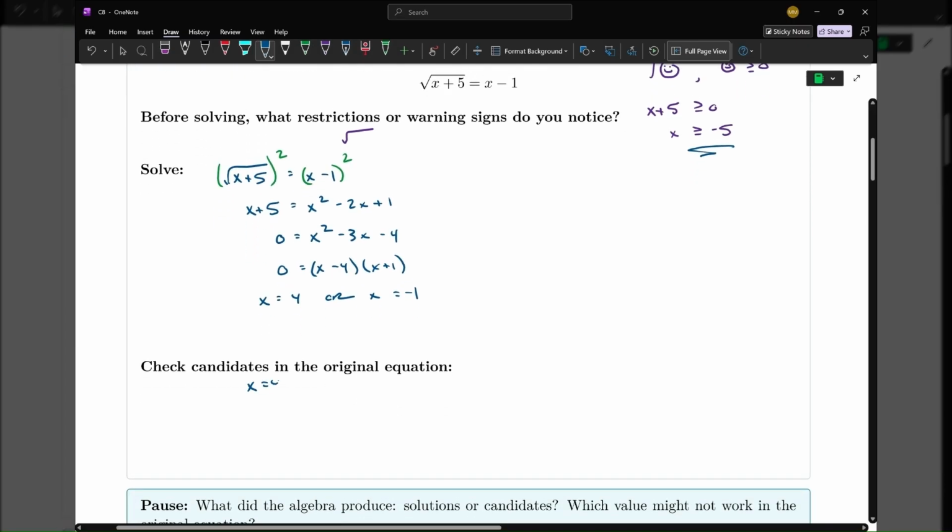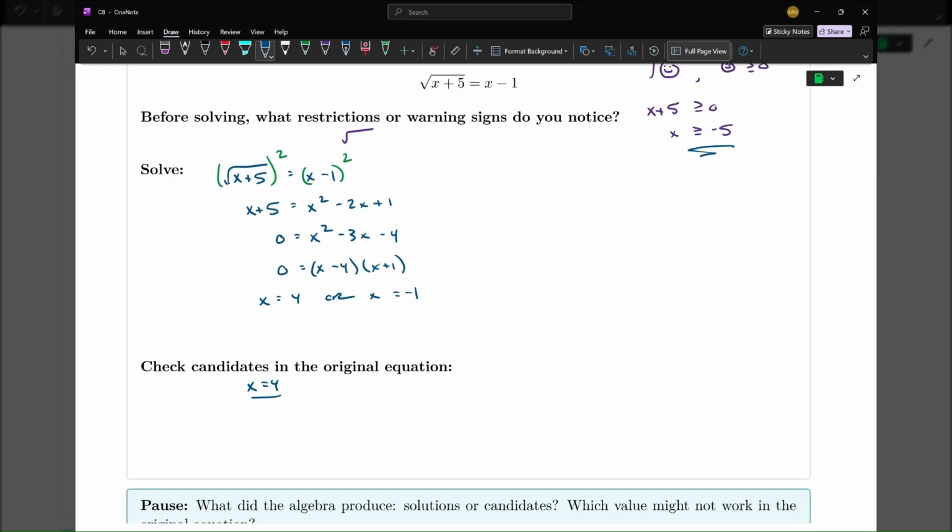So let's first check x equals 4. In the original equation, and again, this is what I mean: I'm checking in the original equation, not some pathway or middle step. So if I check x equals 4, I get the square root of 4 plus 5 is maybe equal to 4 minus 1. So the square root of 9 is maybe equal to 3, and 3 is 3. Notice that the root is positive because I didn't put a negative in front, so it's implied to be the positive principal root. 3 equals 3, yes. So 4 is good. We're happy with x equals 4.